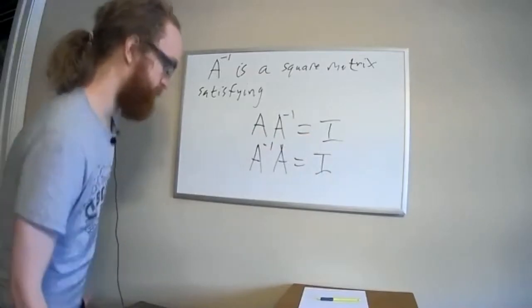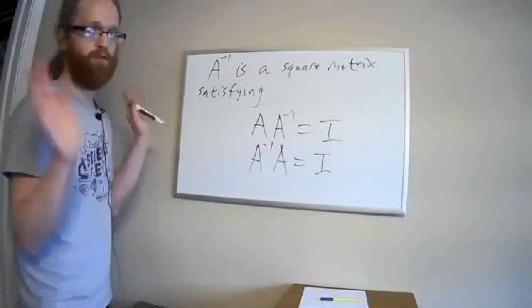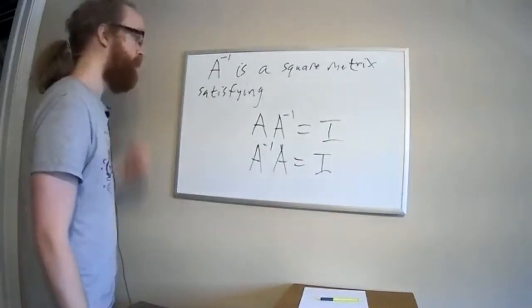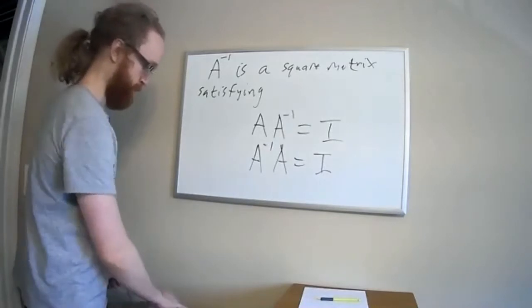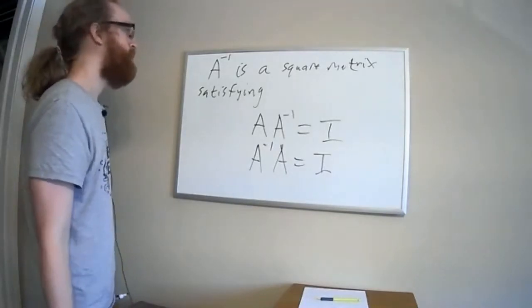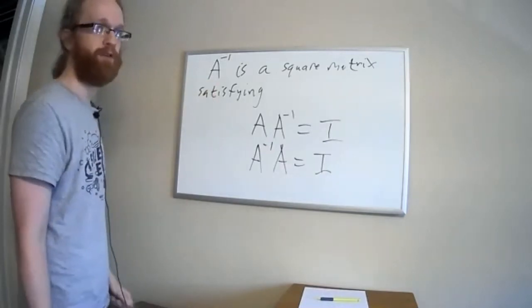And as I mentioned yesterday, this only makes sense if A is a square matrix. If A is any other size, there's just no inverse. I can't talk about inverses. That's a consequence of these two formulas. And yesterday I told you about an algorithm for computing this from a given matrix A.